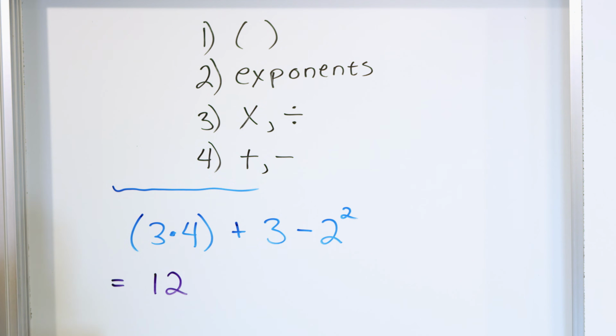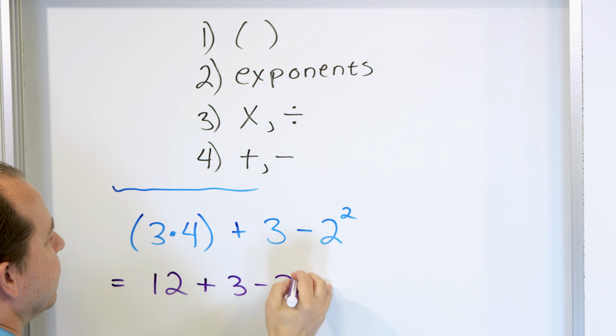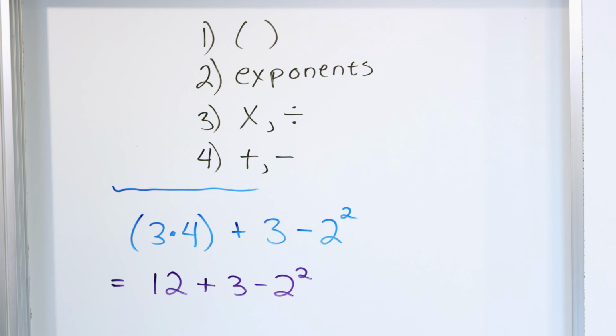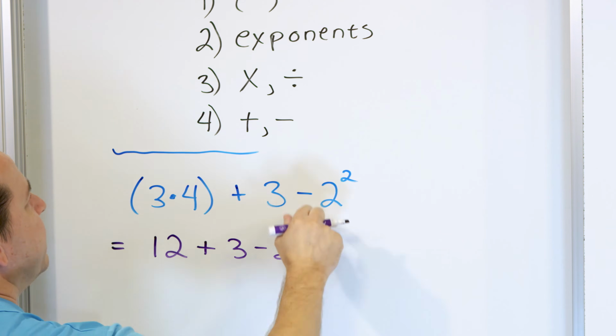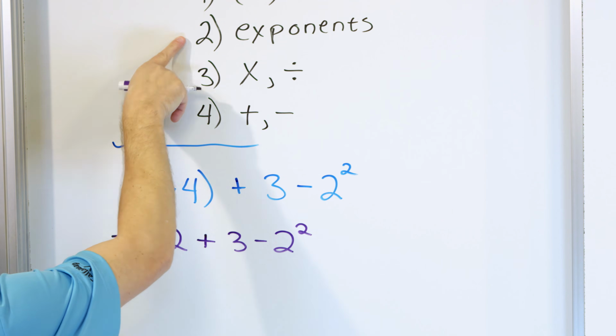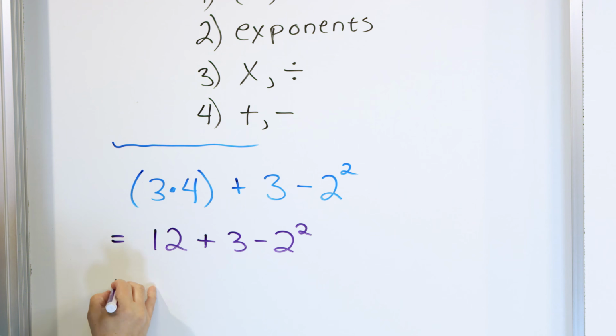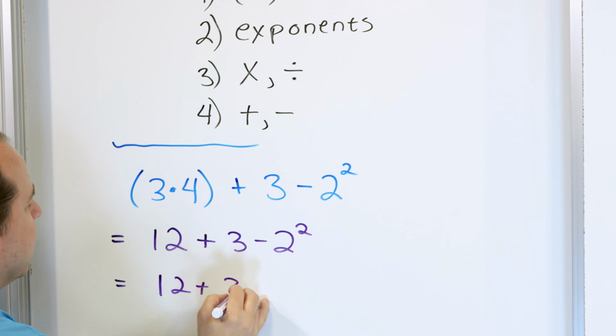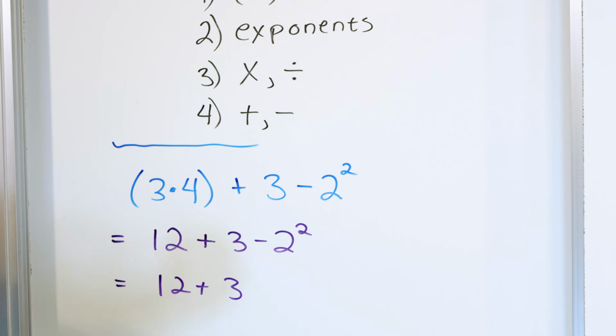Once we compute what is in there, we can drop the parentheses. The rest of the problem just gets rewritten. Don't try to do too many things at once. Do this first, rewrite the rest. So now we have addition, subtraction, and we have an exponent. But according to our order of operations, we've done the parentheses. The exponent must come next. So the 12 plus 3, you just rewrite it. We're not doing it now. And the minus gets rewritten, but 2 squared.